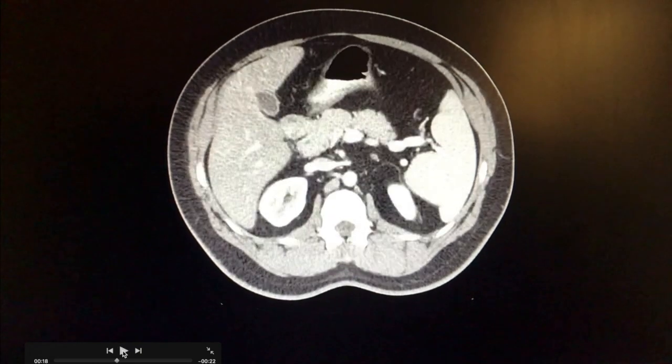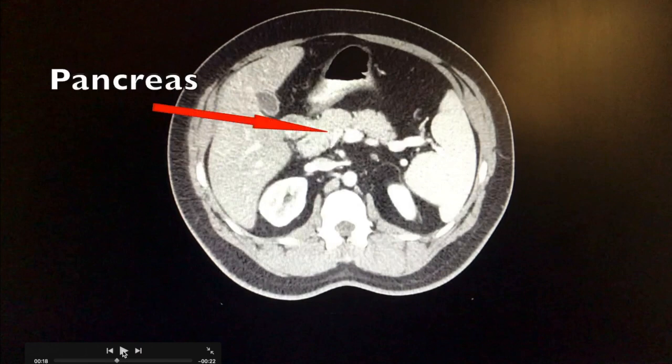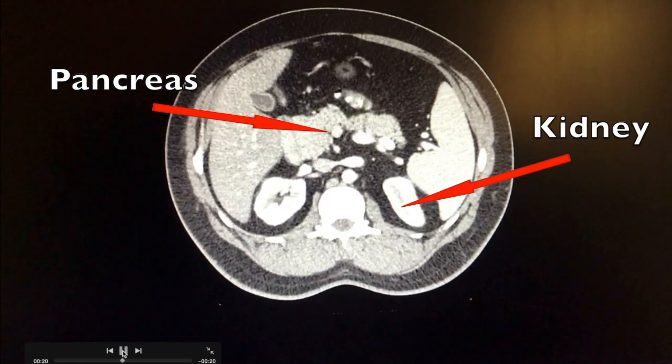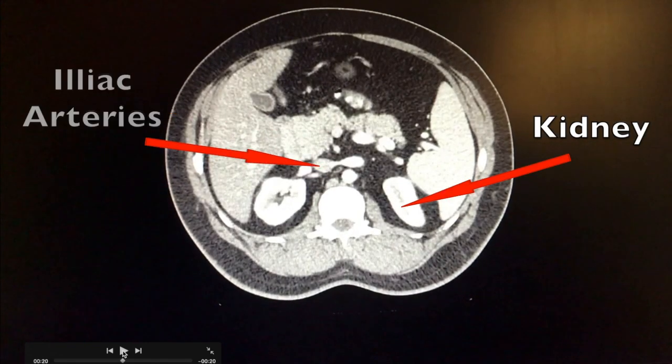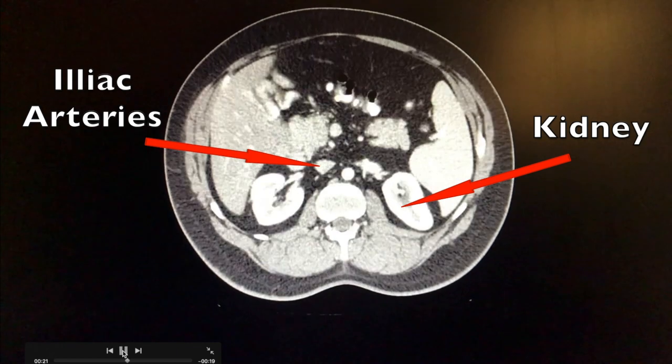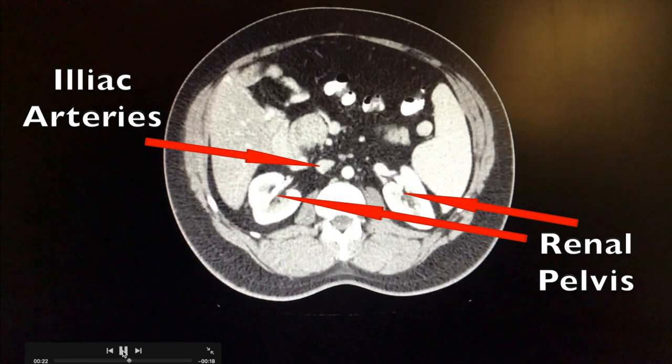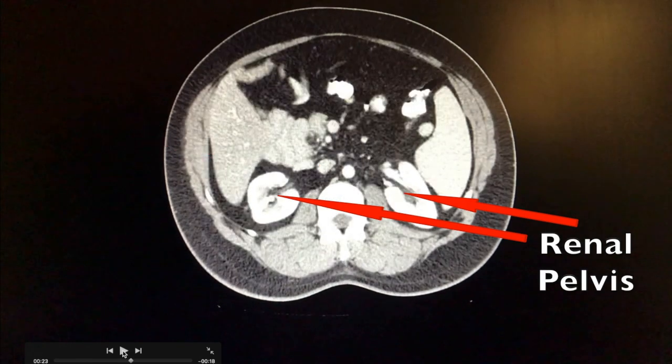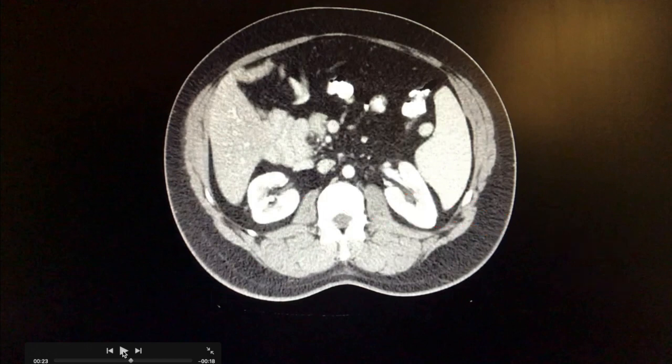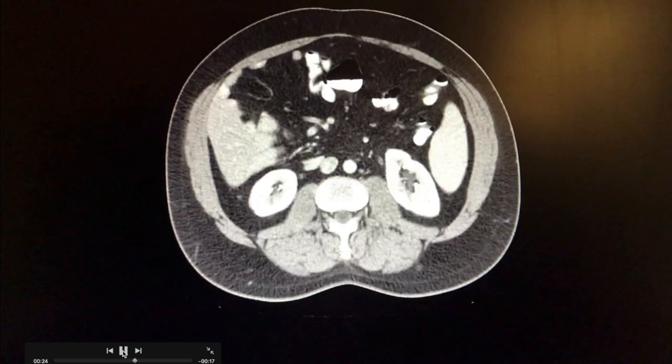Continuing to move down, we see the liver and the stomach diminish, and here in the center is the pancreas, and we see the kidneys starting to come into view. Another interesting thing we see as we move down is the descending aorta splits here into the iliac arteries, and we see the renal pelvis. That would be the funnel-like dilated part of the ureter in the kidney. That would be the target for some of our nephrostomy procedures.